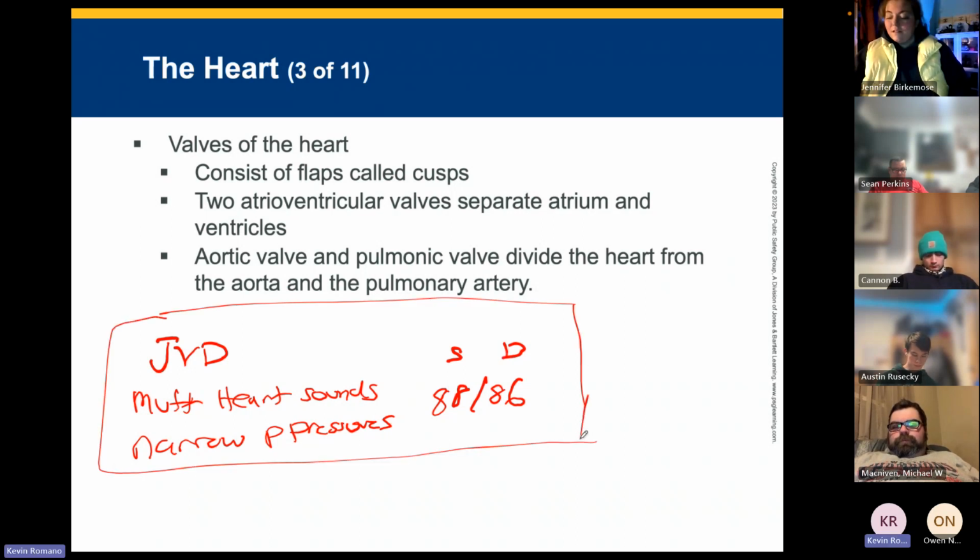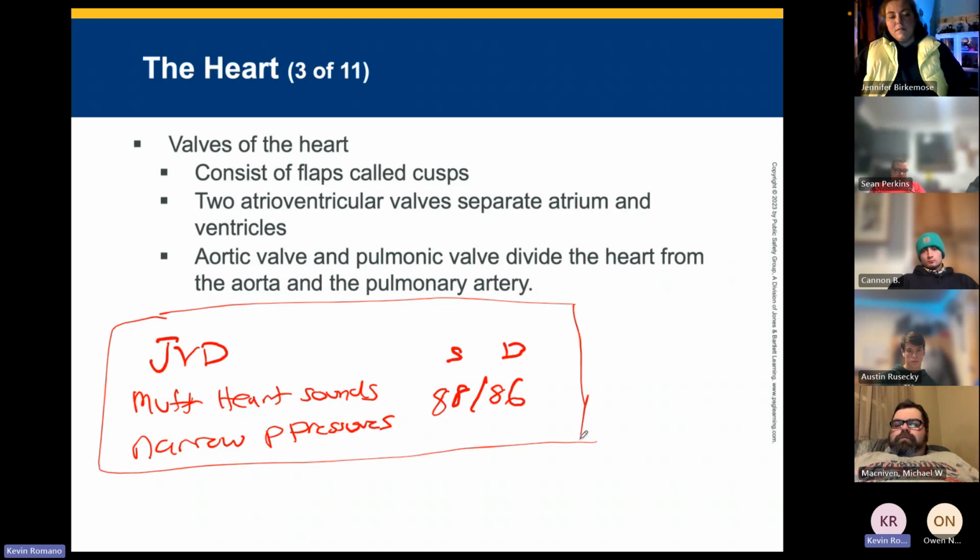Beck's triad. Okay, enough of that. All right, so the heart valves: blood passing through the atrium to the ventricle flows through 2 atrioventricular valves. The tricuspid valve separates the right atrium from the right ventricle, and the mitral valve separates the left atrium from the left ventricle.